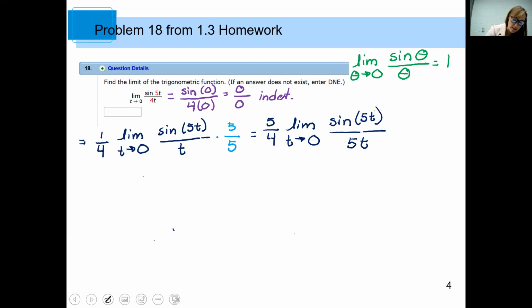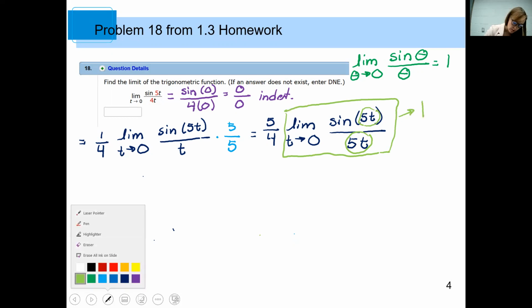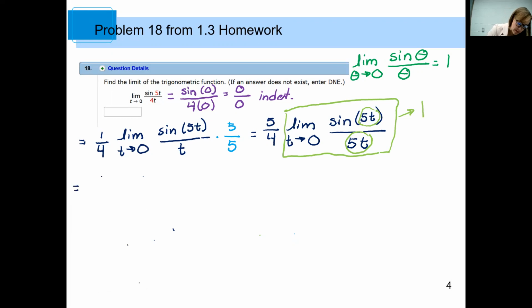And you might recognize then that this expression and this expression are both the same. So this limit as a whole is going to approach 1, based on that theorem. So what we end up with is 5/4 times the limit as t goes to 0 of sine of 5t over 5t, which is going to be 1. So we have 5/4 times 1, which gives me 5/4. All right, so the limit as t goes to 0 of sine of 5t over 4t is 5/4.